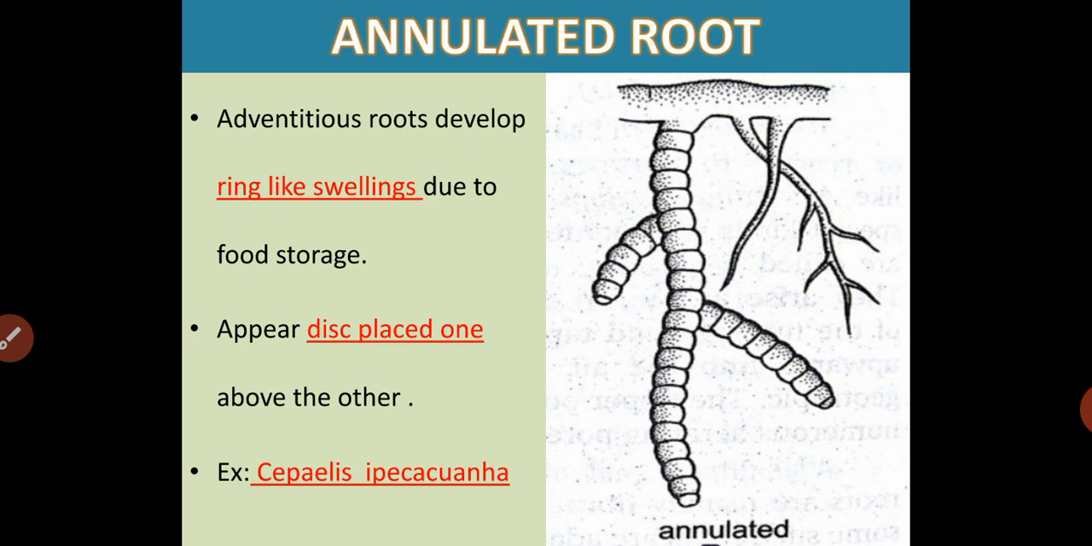Annulated roots is the root modification which is seen in case of adventitious roots where the food is accumulated in the form of rings and these rings are placed one above the other. Such type of food accumulation in case of root is called as the annulated roots, as seen in case of Psychotria ipecacuanha.